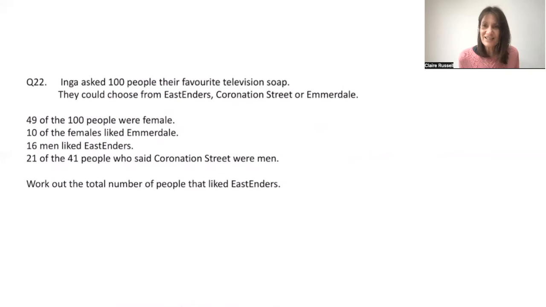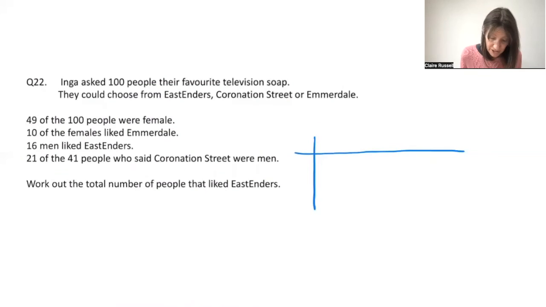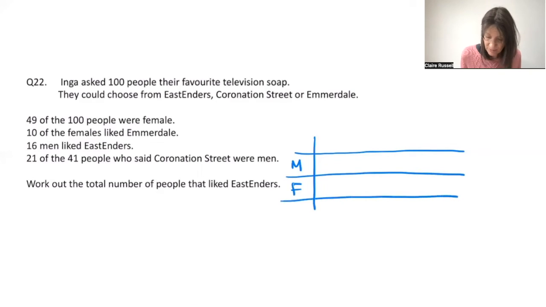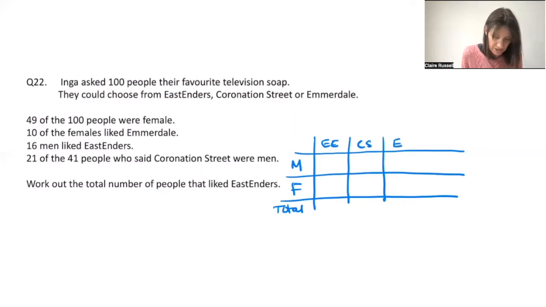Okay, now this is just a two-way table without them telling you it's a two-way table. You've been given a lot of information that needs organizing. So you have to literally set it all up yourself. So we've got male and female, and obviously we'll have a total here. And we're talking about EastEnders, Coronation Street, and Emmerdale. I might put an M on that as well, and we've got our total.